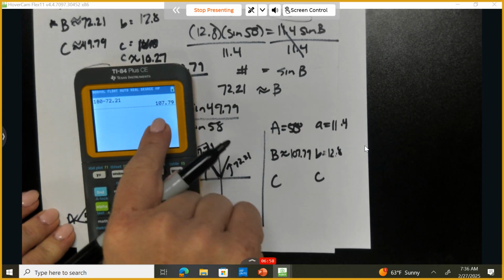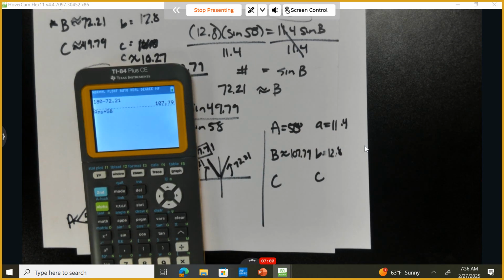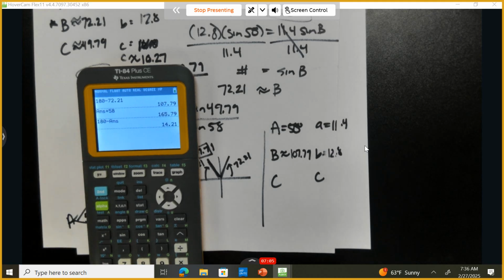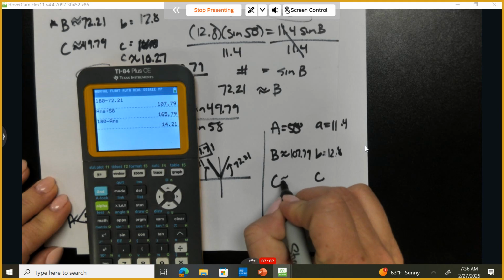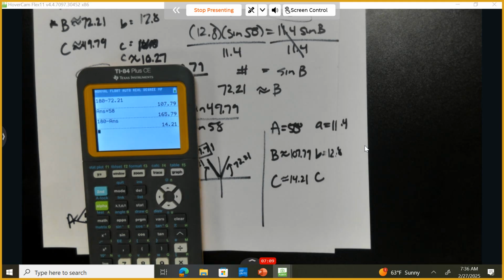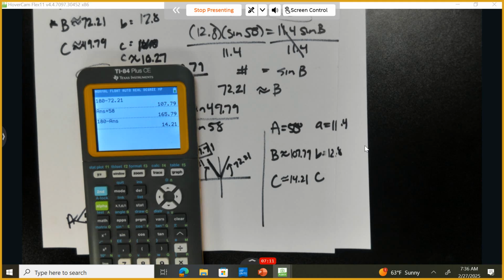Well, let's add this together. I have this plus 58, and if I subtract it from 180, I need to have a number that is positive. I do. So I believe C is approximately 14.21. And now I'm going to use law of sines to find side C.